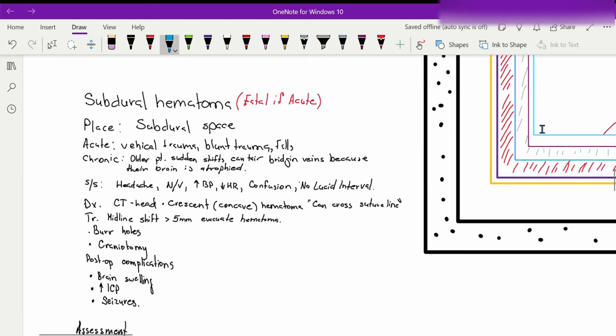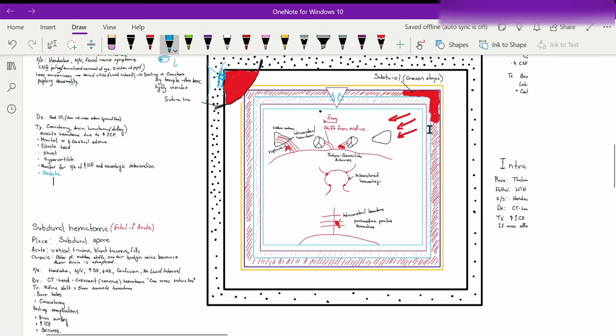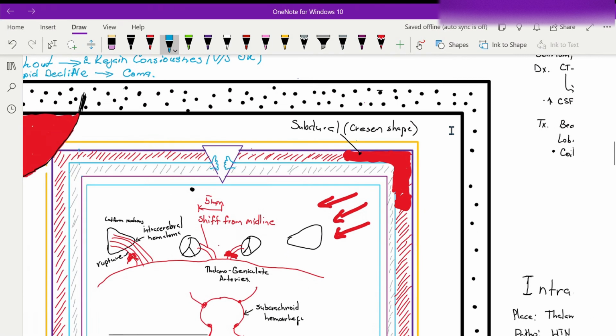Okay, next one, subdural hematoma. So that's purple, below the purple line. Fatal if acute. Subdural space. So I think this one usually occurs in elderly. Let's see where it is. Oh, there it is. Subdural. So this one usually occurs in the elderly.